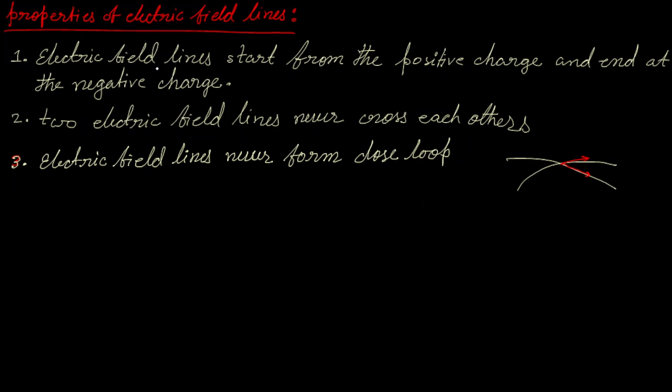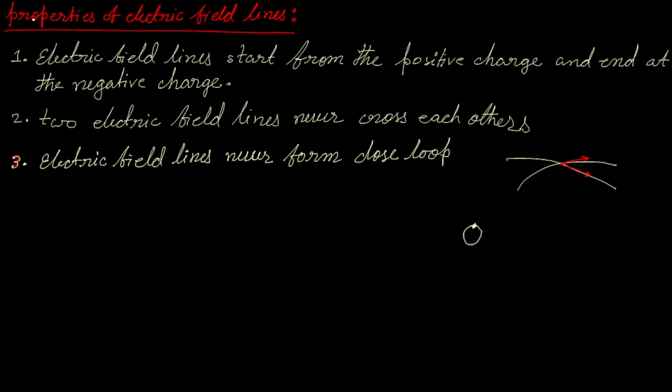Because in the first statement we wrote that they start from the positive charge and end at the negative charge. So if it is a closed loop, let's say it started from here and then came back and ended here, it cannot start from the positive charge and end at the negative charge. It should always start from the positive charge and end at the negative charge. But if we make a closed loop, it will start from the positive charge and again end at the positive charge, the same type of charge. So that is not allowed. That's why electric field lines will never form a closed loop.